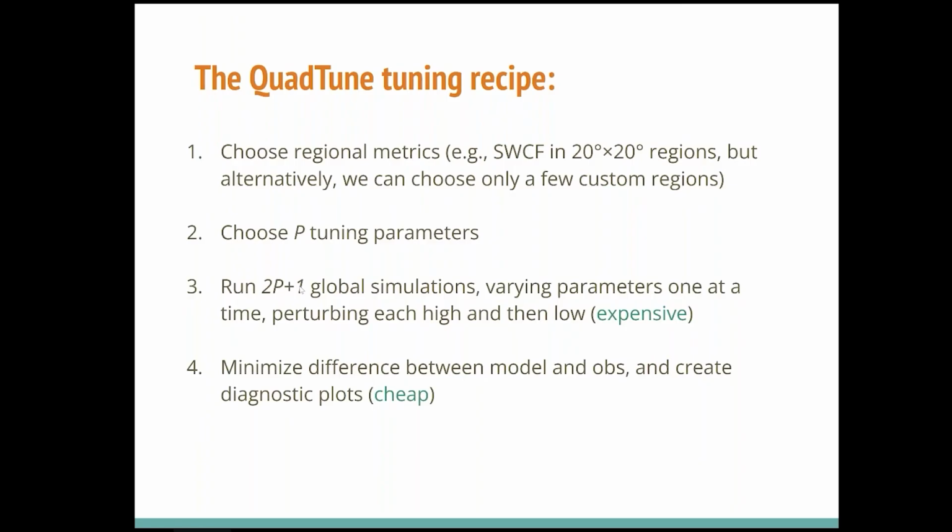And then from that default, we perturb the parameters one at a time. So we take a parameter, we perturb it high, run a simulation, then we perturb it low, run another simulation, then set that parameter back to default, take the next parameter, perturb it high, perturb it low. So we end up with 2P+1 global simulations, and that's the part that's expensive. But I don't think I can get away with reducing this number of global simulations more, so that's what we're running now. And then once we have those global simulations, then we minimize the difference between the model and obs and create some diagnostic plots. And that part's cheap. I can run that in a minute or two on a laptop computer.